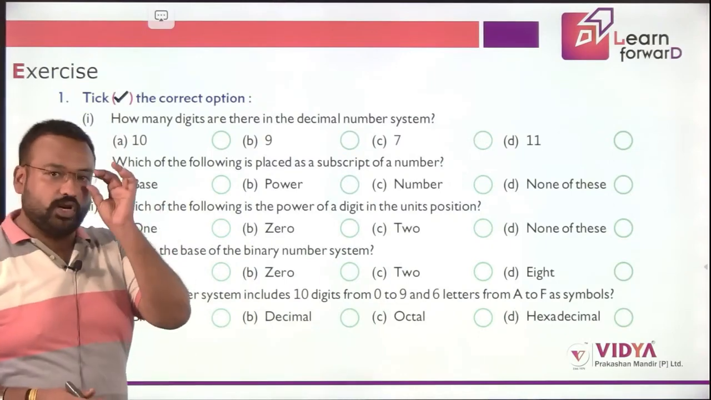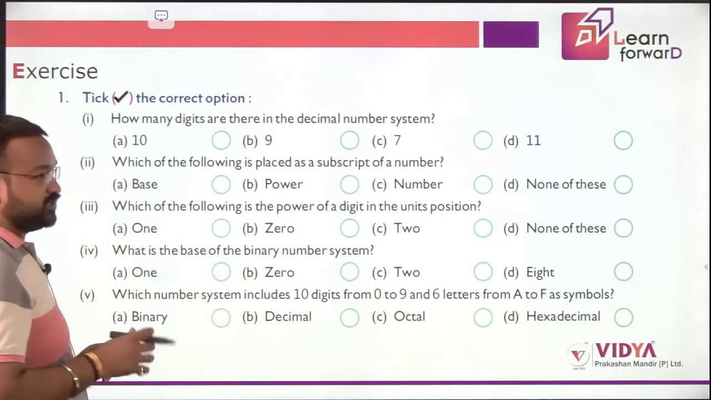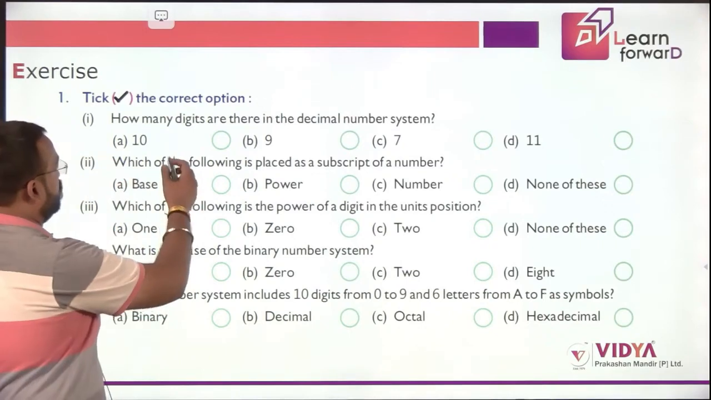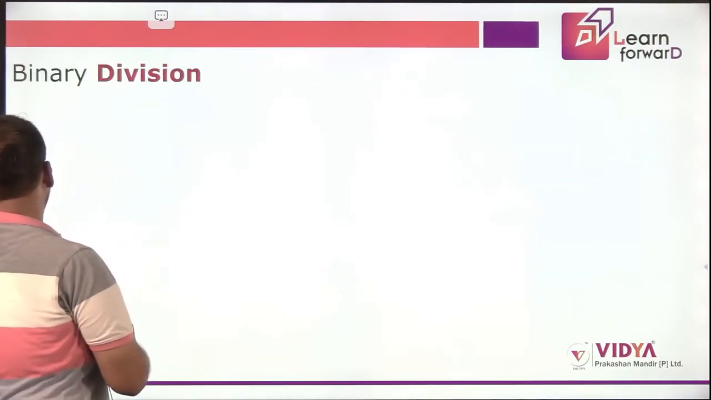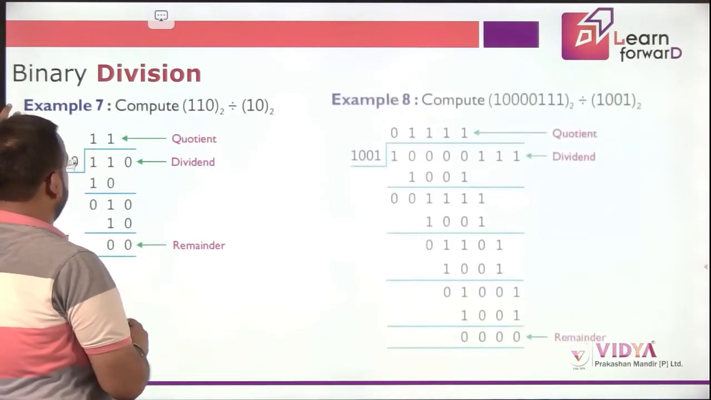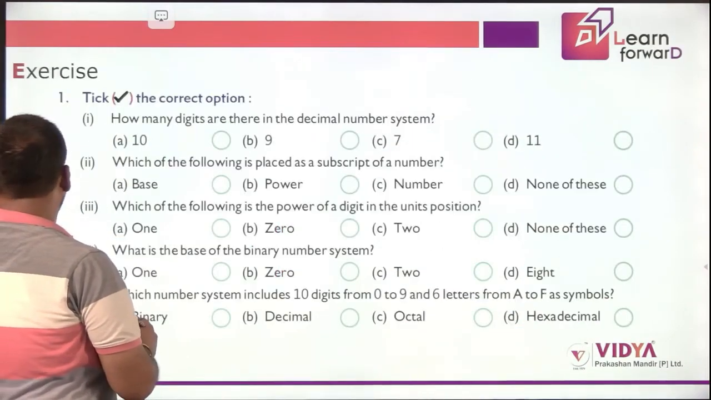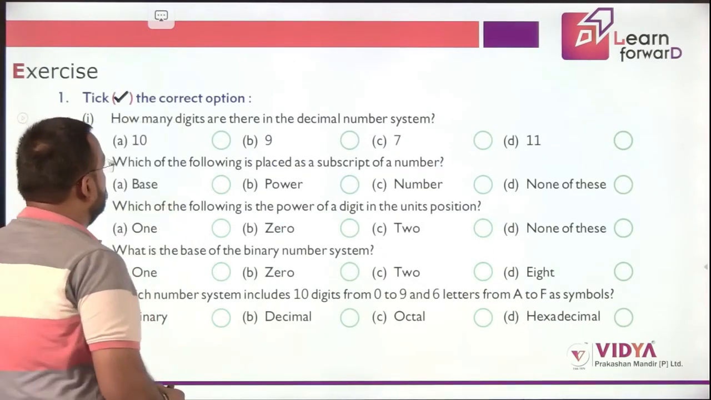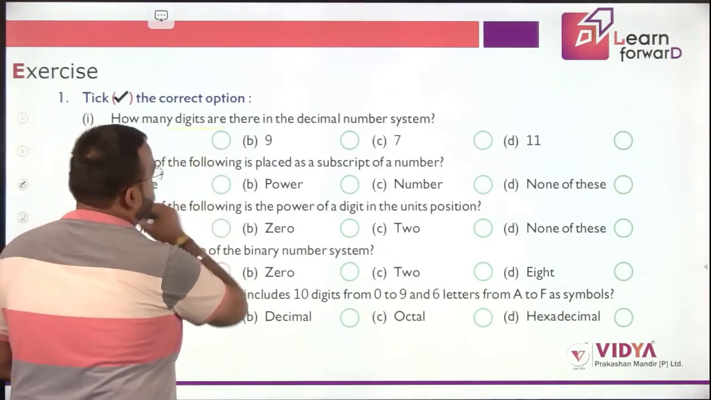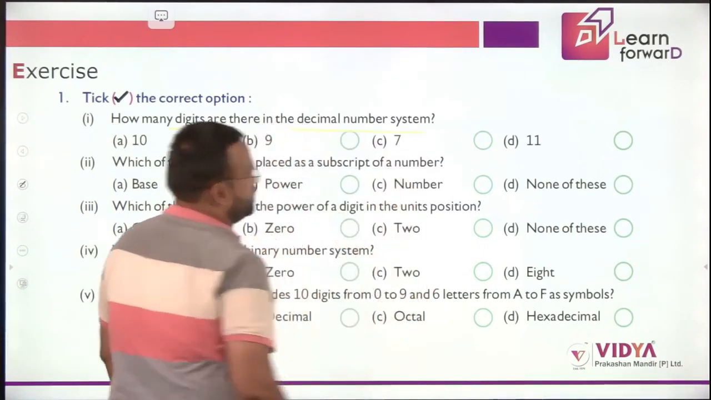Let's do a small exercise on this binary number system that we have learned. So the question is, okay, now we have a question: how many digits are there in the decimal number system?